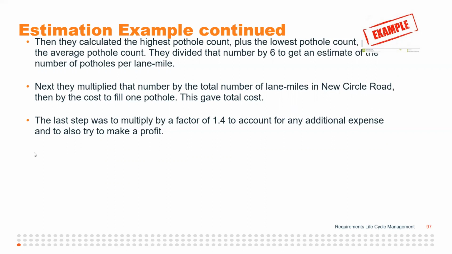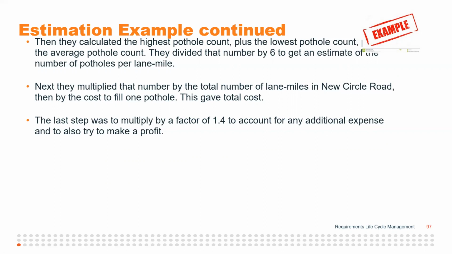Plus, they multiplied the average pothole count by 4. So they had the highest plus the lowest plus 4 times the average pothole count. Then they divided that number by 6 to get a PERT estimate of the average number of potholes per lane mile. Next, they multiplied that number by the total number of lane miles, and then by that average cost to fill one pothole. And that gave them the total cost.